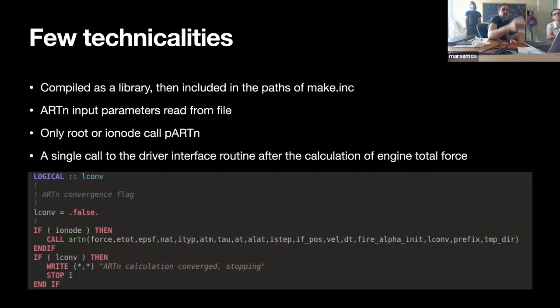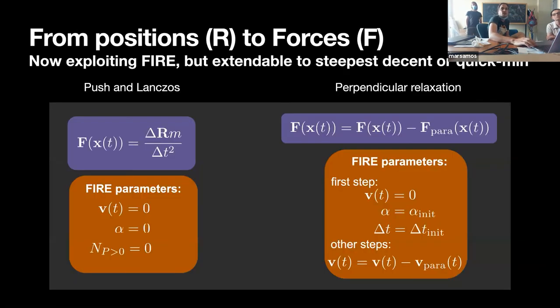These are just technicalities. We just have one call to the ART subroutine, which is compiled as a library. This is plugged into a kind of plugin external force, which is an empty subroutine in Quantum Espresso. We change the forces, so the FIRE parameters, according to the move. If we have a push and Lanczos, we plug in the delta R to this formula. Otherwise, if we're doing just the perpendicular relaxation, we basically just take out the forces parallel to the push or the eigenvector and use the typical FIRE parameters.